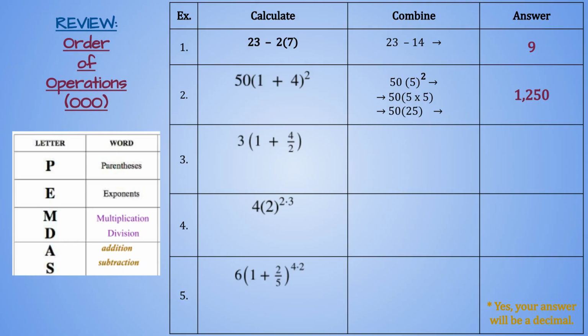Before diving into calculations, let's review the order of operations using PEMDAS: parentheses, exponents, multiplication, division, addition, and subtraction. Remember, we need to follow the order to calculate properly. In problem 2, we have 50(1 plus 4) squared. First, solve the parentheses. 1 plus 4 equals 5. Next, apply the exponent. 5 squared equals 25. Finally, multiply. 50 times 25 equals 1,250. Now try problems 3, 4, and 5. In number 3, remember to divide 4 by 2 before adding 1.